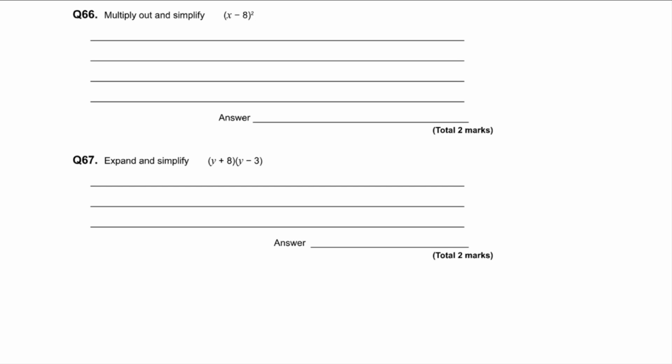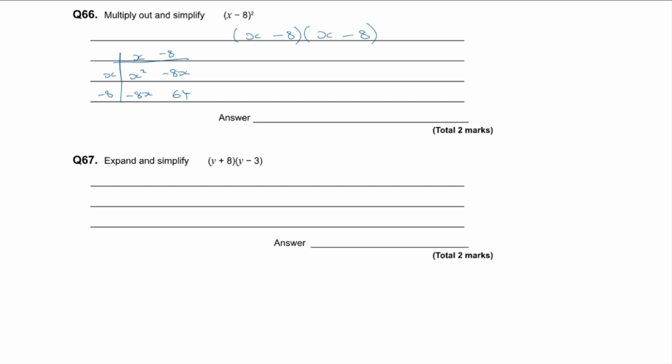Question 66, multiply out and simplify x minus 8 all squared. Okay, when you square something, you multiply it by itself, don't you? So that's going to be x minus 8 times x minus 8, okay? Now, when you're multiplying out brackets like this, I recommend that you use a grid. So I'm going to have x minus 8 along there, and I'm going to have x minus 8 down here. x times x is x squared, x times minus 8 is minus 8x, x times minus 8 is minus 8x, and minus 8 times minus 8 is positive 64.